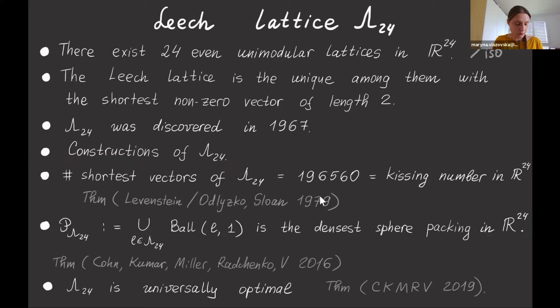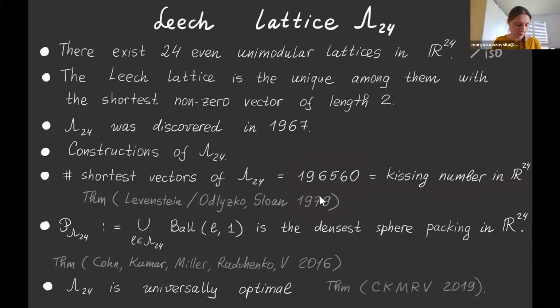Now, for the Leech lattice, we know that its shortest vector has length 2. And this time we have this 6-digit number of shortest vectors. We also know that this number is maximal possible, so this is exactly the kissing number in dimension 24. This result was proven the same year as the corresponding result for dimension 8, and it was also proven by exactly the same method, which we will speak about later.